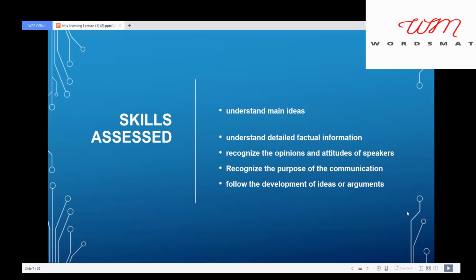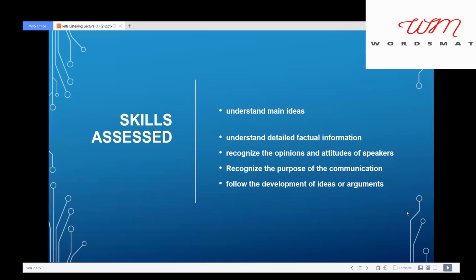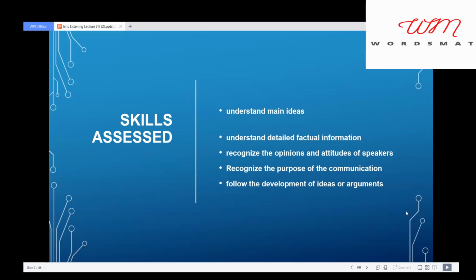This feature is going to help you in section 3, because here we will have a dialogue. Might be a group of students, up to 3 or 4, or 2 students discussing a university assignment. So you must remember how to follow the development of ideas or argument. All right, so that's all about how your listening skills are going to be assessed in your real exam.